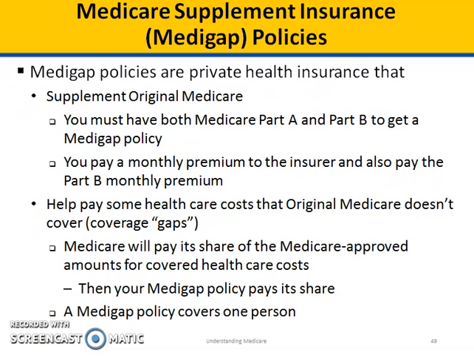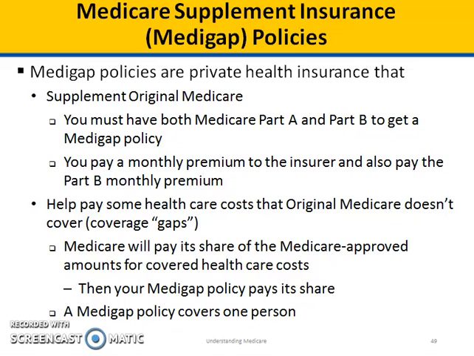A Medicare supplement insurance policy, often called Medigap, is private health insurance that's designed to supplement original Medicare. This means that it helps pay some of the healthcare costs that original Medicare doesn't cover, like co-payments, co-insurance, and deductibles, depending on the plan. These are gaps in Medicare coverage. If you have original Medicare and a Medigap policy, Medicare will pay its share of the Medicare approved amounts for covered healthcare costs, then your Medigap policy pays its share.